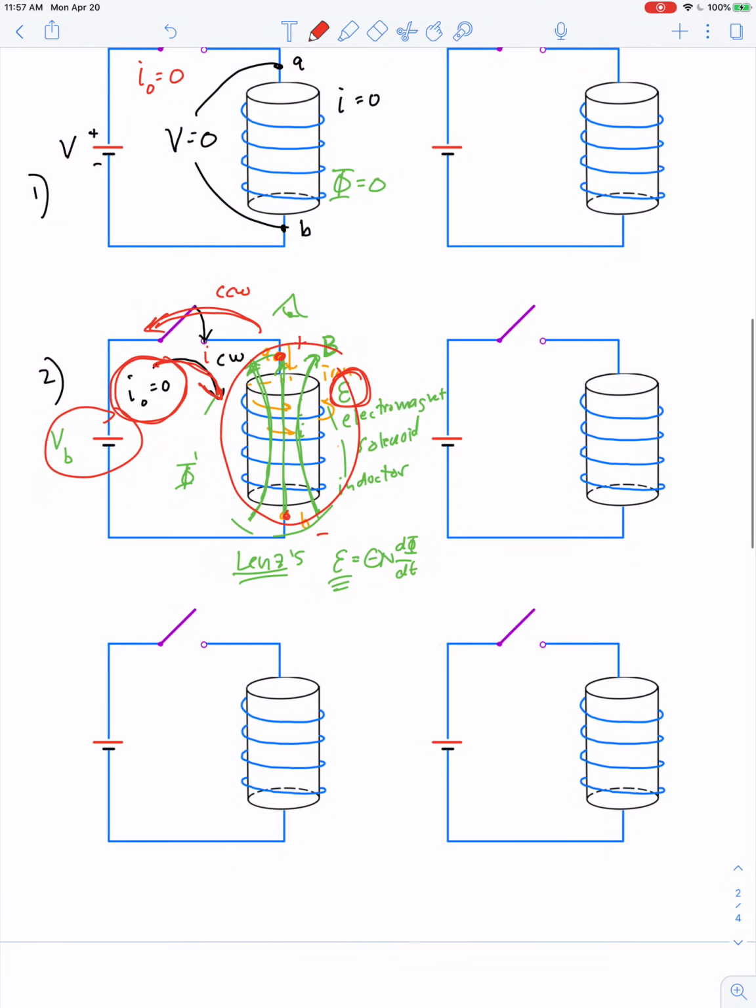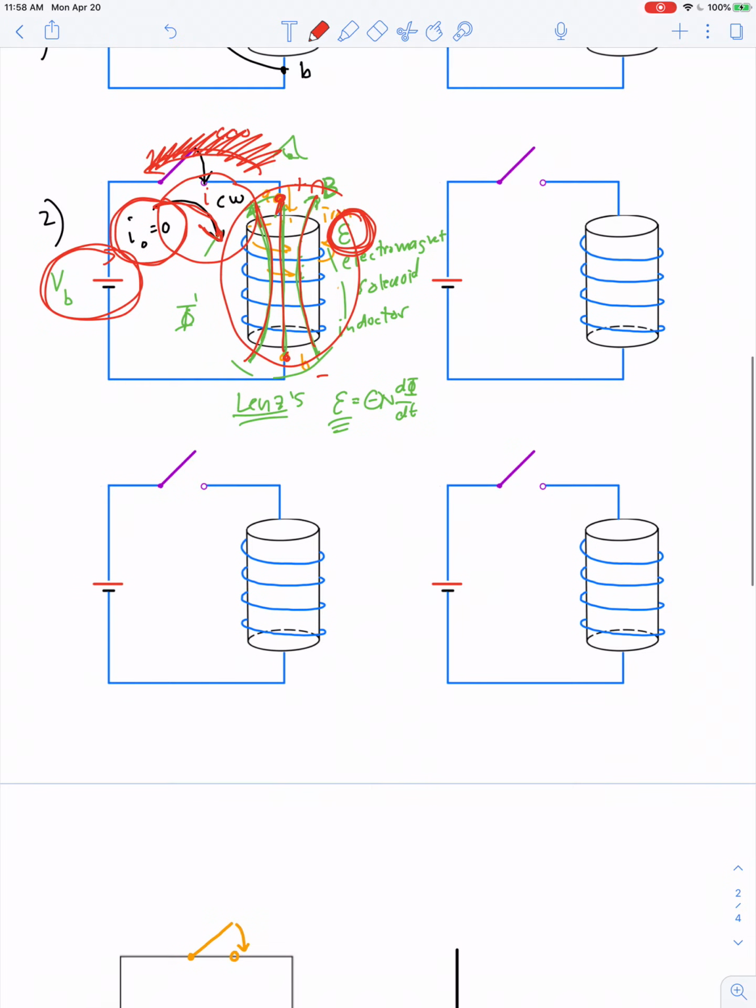As time goes by and these magnetic field lines continue to grow, then that induced voltage becomes weaker and weaker and weaker. Eventually, this counter current goes away and the clockwise current from the battery can reach its steady state value. So, what if the switch in case 3 has been closed for a long time?